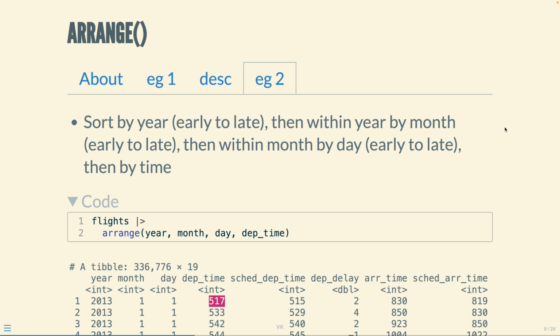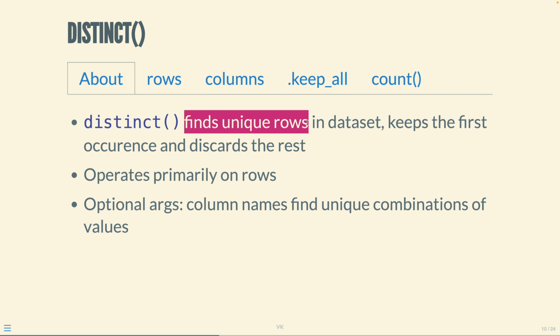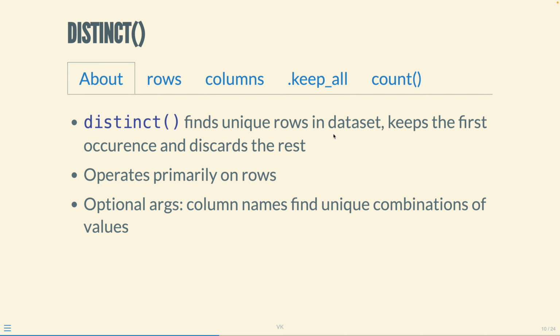It's New York. So let's go on and talk about another verb that we can apply to rows and columns both. But we'll see how that works for rows first. The verb itself is called distinct. Now, distinct, as the name suggests, is going to find unique rows in the data set. Many times this is useful when you have very large data sets and maybe there are some rows that are duplicates.